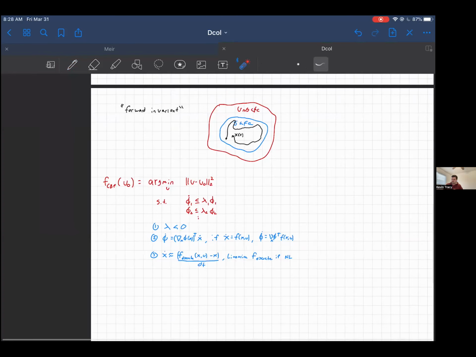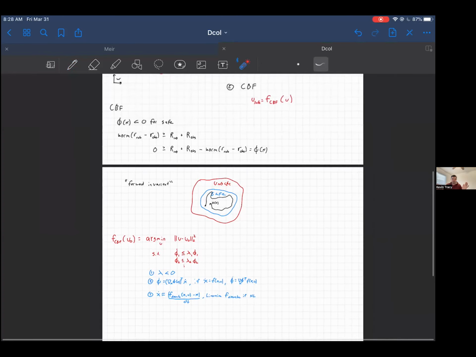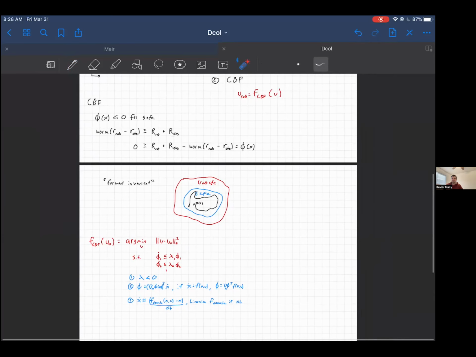So this is my crash course on control barrier functions, super brief. I'm going to put up some code. Maybe I'll go through it at the end of this, and walk through how the code works, how this actually works in practice. I'll do it for a double integrator avoiding a sphere.